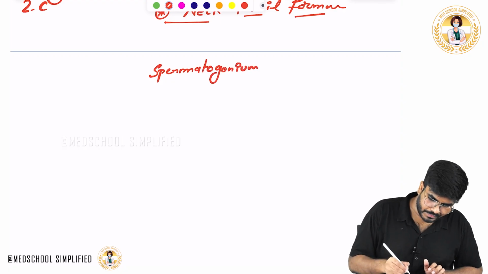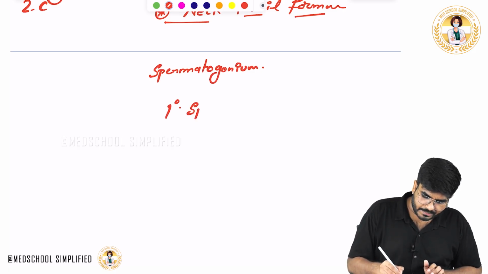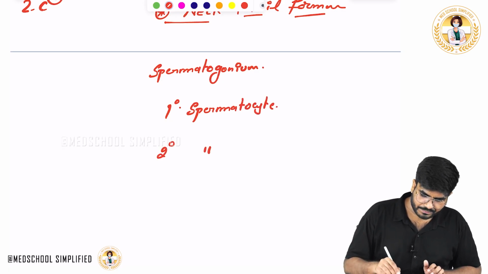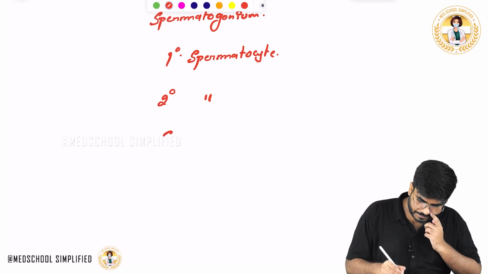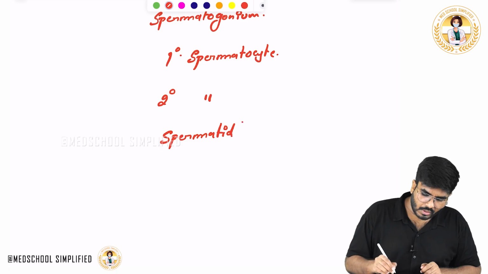Okay, spermatogonia. Primary spermatocytes. Secondary spermatocytes and spermatids. Okay, so what are the differences?